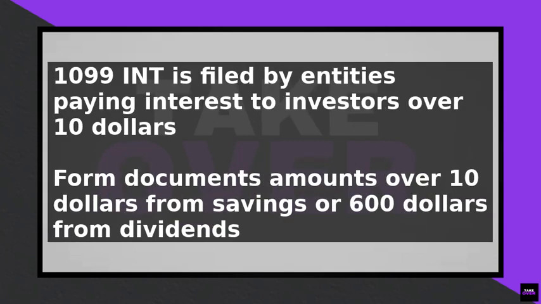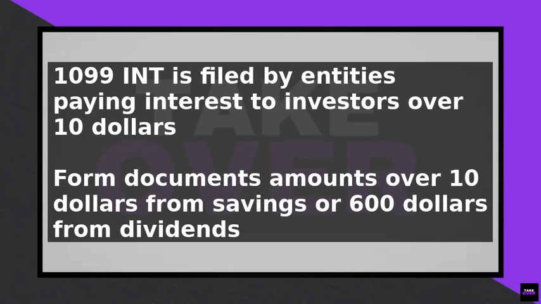The 1099 INT is filed by entities like banks or financial institutions that pay interest to investors, and it should be used to document amounts over $10 paid to an individual from sources such as a savings account, or dividends of at least $600 paid in the course of a trade or business.